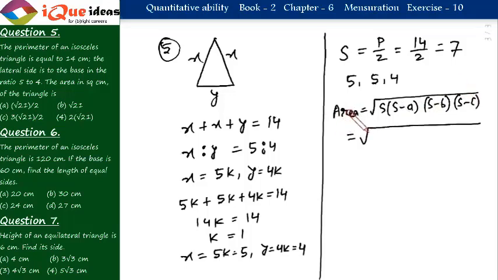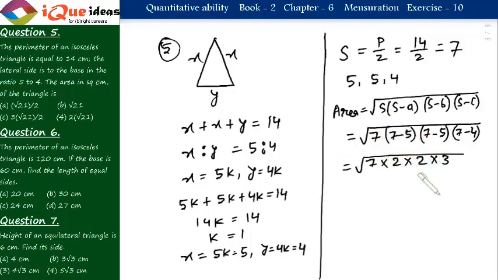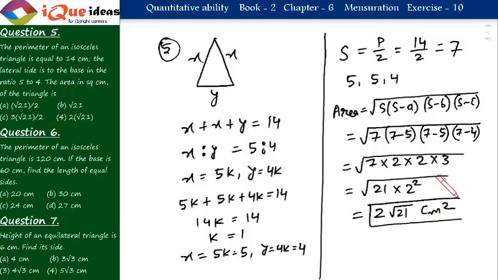Now here S is 7, S minus A is 7 minus 5, S minus B is 7 minus 5, and S minus C is 7 minus 4. So we will have square root of 7 into 7 minus 5 is 2, 7 minus 5 is 2, 7 minus 4 is 3. So 2 squared we have inside. So 7 into 3 is 21 into 2 squared. So 2 comes out, it becomes 2 root 21 centimeter square. This is the area of this triangle. Alright, so option 4 should be the correct answer.